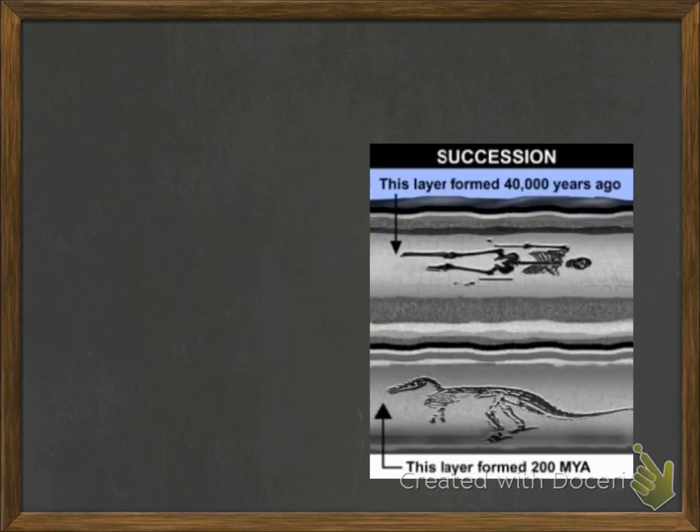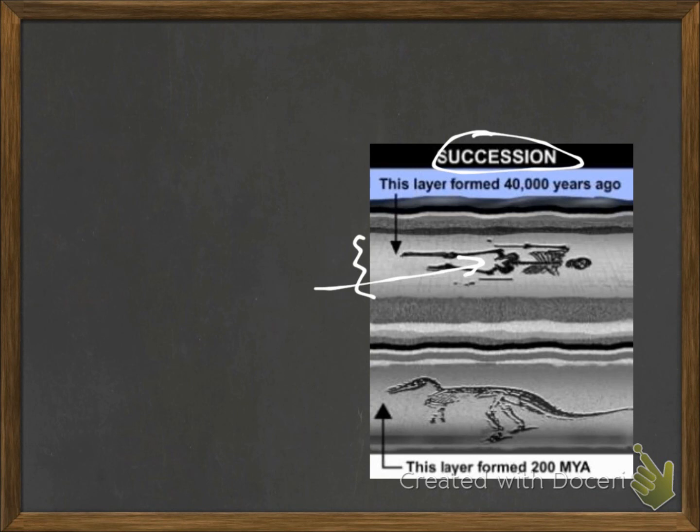And last of the 6 is called the principle of faunal succession. And that means that if I can date a fossil in a certain layer, I can then say that this whole layer is the same age as that fossil. And so fossils can be used to identify relative age of layers of rock.